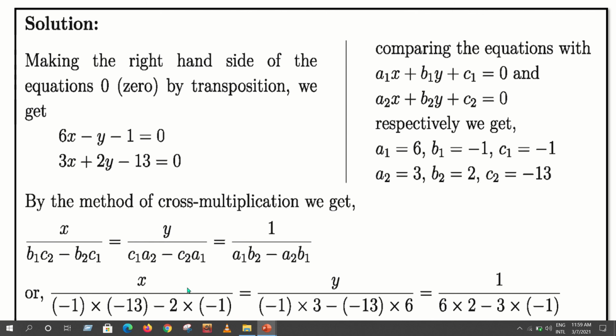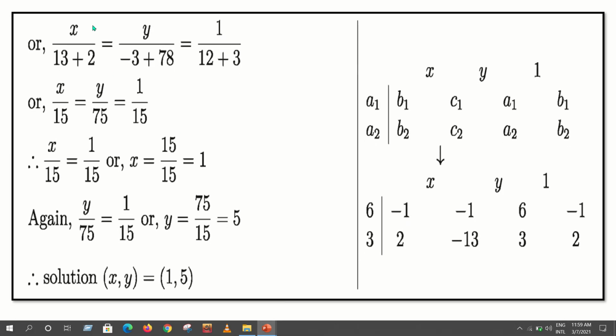Clear? Now calculate, we will get here x by 13 plus 2, y divided by minus 3 plus 78 equal to 1 divided by 12 plus 3, and here will be x by 15, y by 75, and 1 by 15. Therefore x by 15 equal to 1 divided by 15, or x equal to 15 by 15, this equal to 1. Again y by 75, this equal to 1 by 15, or y equal to 75 by 15, this equal to 5. Therefore the required solution (x, y) is equal to (1, 5).